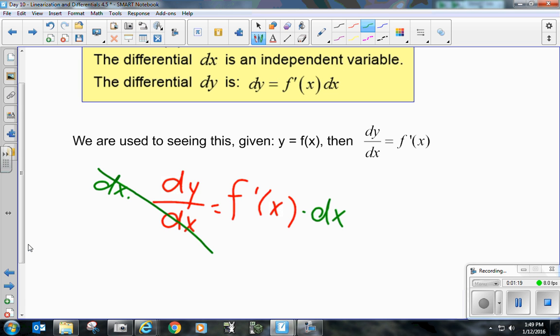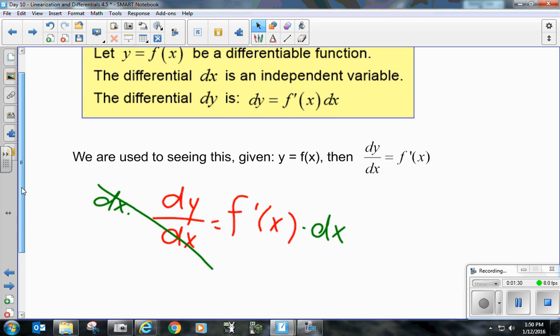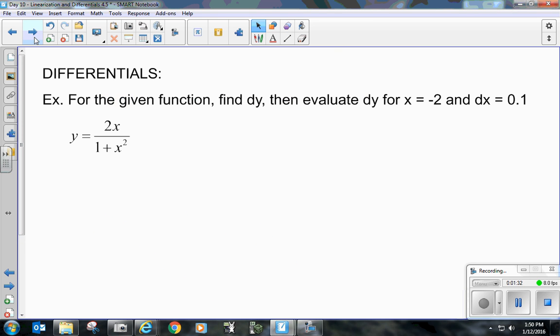Now, in these instances, they'll give you the value of dx to use. Okay? So it's not really that bad. It's just one more little tiny thing they throw at you. All right? So let's take a look. For the given function, find dy, then evaluate dy for x is negative 2 and dx is 0.1. And they give us the equation y equals 2x over 1 plus x squared.